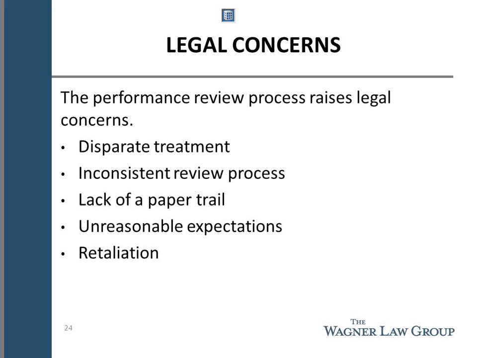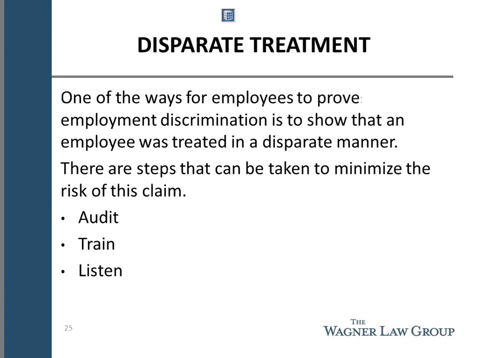The areas we're going to talk about are disparate treatment, inconsistent review process, the lack of a paper trail, unreasonable expectations, and retaliation. Disparate treatment: basically, if you've got, for example, 6 people who work for one manager, 5 men, 1 woman, and the woman feels like she can't get ahead in this company, she's going to be looking for ways that she's being treated differently from the men in the department. So she's going to look at the performance evaluation, the language, the criticism, the ratings, and try to find something she can use to support her case.